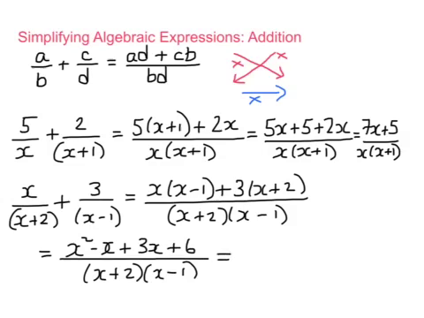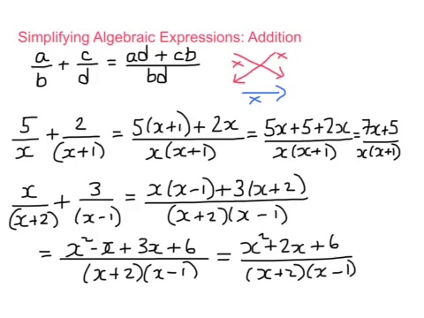Now I simplify on the top of the fraction, and again, because I'm adding and subtracting, as we can see, I can only bring together things that are the same. The x squared's on its own, the number's on its own, so I can only bring together the x terms, and minus x plus 3x is exactly the same as 3x minus x, which is 2x, so I'll end up with x squared plus 2x plus 6 divided by x plus 2 times x minus 1.